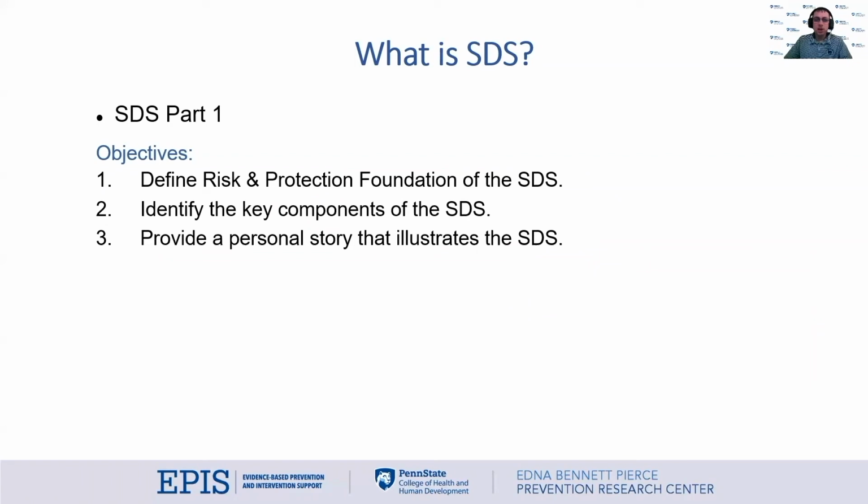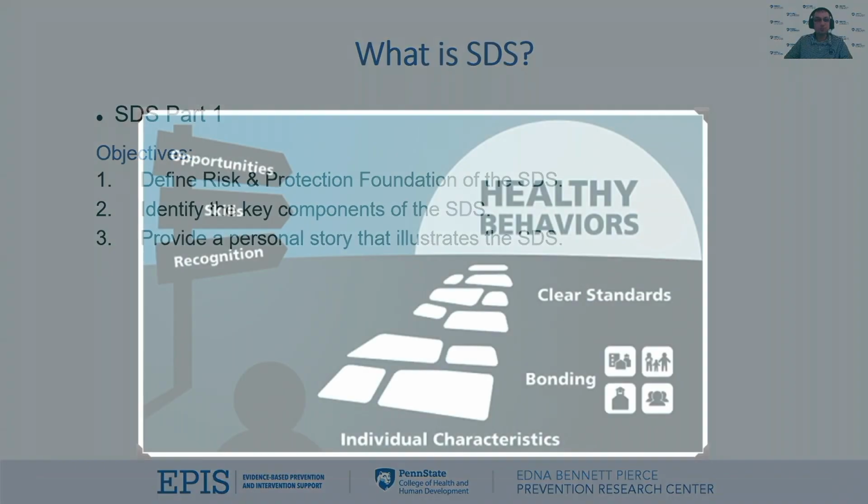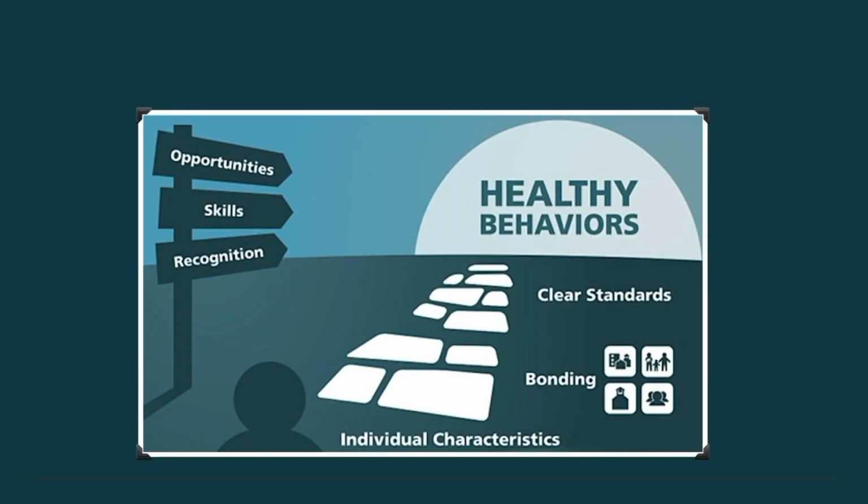And then the participants are asked to provide a personal story that illustrates the social development strategy. And that might be a time when somebody used the social development strategy on them when they were growing up, or it might be a time that they've used the social development strategy with youth. And that is really meant to illustrate how the social development strategy works and helps them to remember in their own story each of the 5 components so that they're more likely to be successful in applying all 5 components of the model.